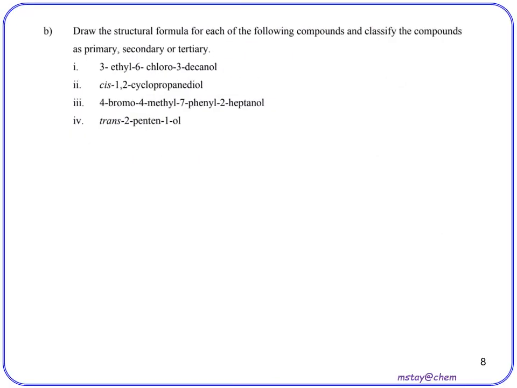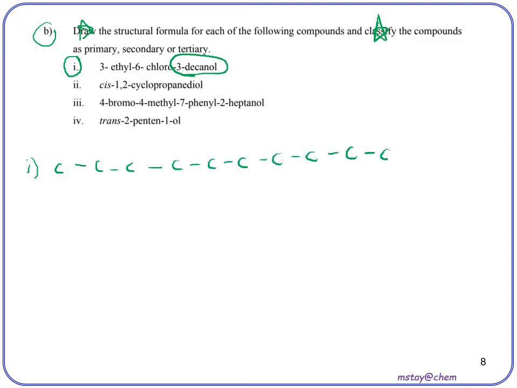Tutorial question B. Draw the structure and then classify the compound. Question number 1, 3-ethyl-6-chloro-3-decanol. As usual, we focus on the parent. Decanol means that this alcohol consists of 10 carbons. The third carbon consists of the OH group and also the ethyl.